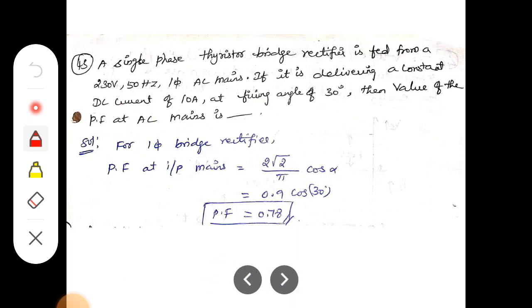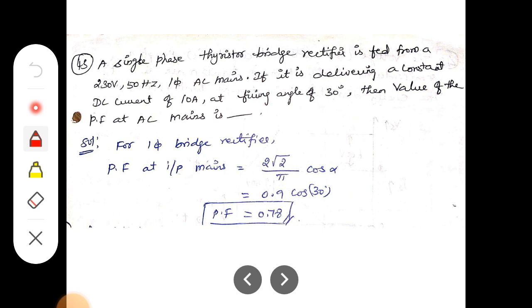Next, a single phase thyristor bridge rectifier is fed from a 230 volt 50 Hz single phase AC mains. If it is delivering a constant DC current of 10 amps at a firing angle of 30 degrees, then the value of power factor at the AC mains is. So we want to calculate the power factor of the AC mains in a full single phase thyristor bridge rectifier circuit.